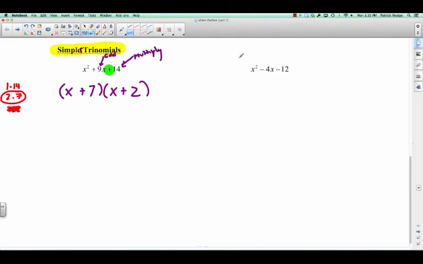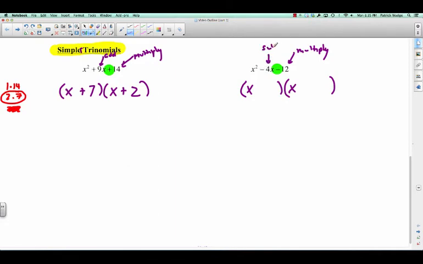Again, it's a trinomial. Oh, what did I forget to mention in this question? I forgot to mention that we should look for a greatest common factor, and we should do that here as well. But there is no greatest common factor, so we're good to go. We're going to put our brackets. We have x squared, so it's going to be x and x. We're looking for two numbers that multiply to 12 and subtract to 4. Okay, to 4, not to negative 4, to 4.